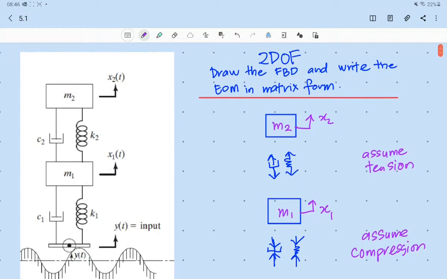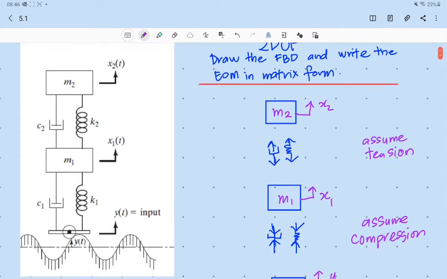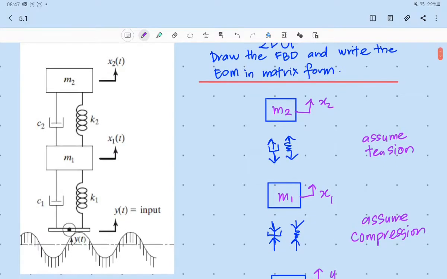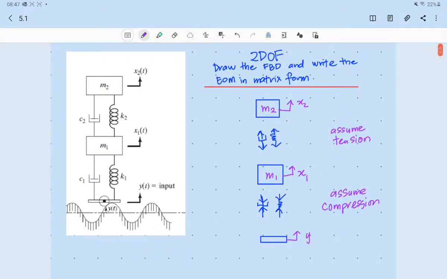Hi guys, so today I'm gonna do the derivation for the 2 degrees of freedom system. So let's say we have this system. We want to draw the free body diagram and write the equation of motion in matrix form. So you can see that I've written something here. We start with the free body diagram.